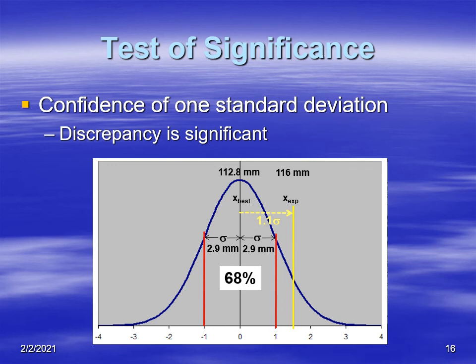Here's an example with our CDs. We came up with an average of 112.8. That was the best estimate. 116 is our experimental measurement. And as a result, we did a calculation of this population. We found the standard deviation was 2.9 millimeters, so 2.9 millimeters either side. And you can see that when we calculated for 116, we got a t-value of 1.1 standard deviations. And that's greater than 1. So that falls outside of what we're willing to accept.